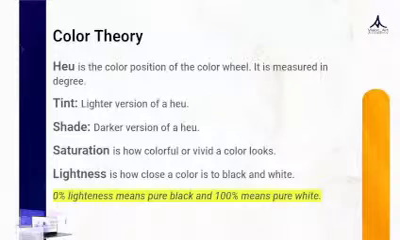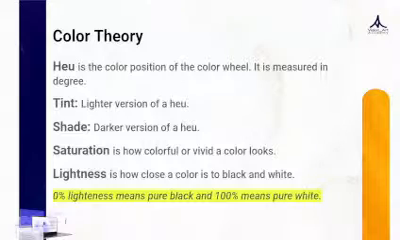Then we have shade. The shade is now the opposite, the darker version of a hue. So if you are taking it to the other side, that's the darker side, that is a shade, right? Then we have saturation. Saturation is how colorful or vivid a color looks. So if you have a saturated color, that means that color is very, very colorful, right? So it's very vivid. And we have lightness. Lightness is how close a color is to what? Black or white, like the degree of the blackness and whiteness, right?